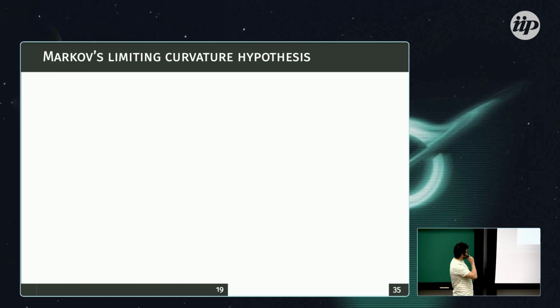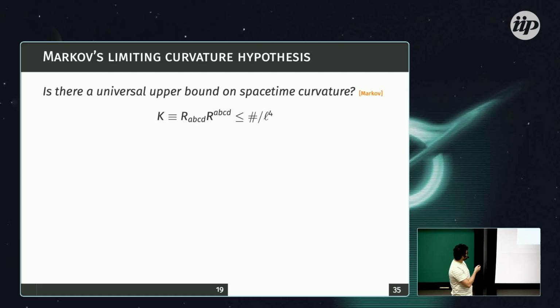So before saying things about collapse, let me make a comment about something called Markov's limiting curvature hypothesis, which is something that I find a bit funny. It's a proposal by Markov from, I guess, the 60s or something like that, which is the conjecture that there is a universal upper bound on space-time curvature. So imagine you compute all the curvature invariants, for example, the Kretschmann invariant, and the idea of Markov is that there is some fundamental limit on how large the curvature can be. In his proposal, the relevant scale is the Planck length, so this would be some number divided by the Planck length to the 4th power. That would be what he would claim.